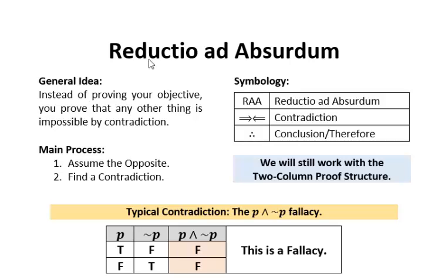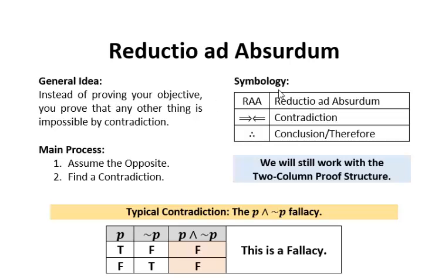The main process for solving exercises with Reductio Ad Absurdum is that you first assume the opposite of the thing you're trying to prove, and then using that assumption you need to find a contradiction. If there is a contradiction, then you know that what you assumed originally is not true, so the opposite should be true.